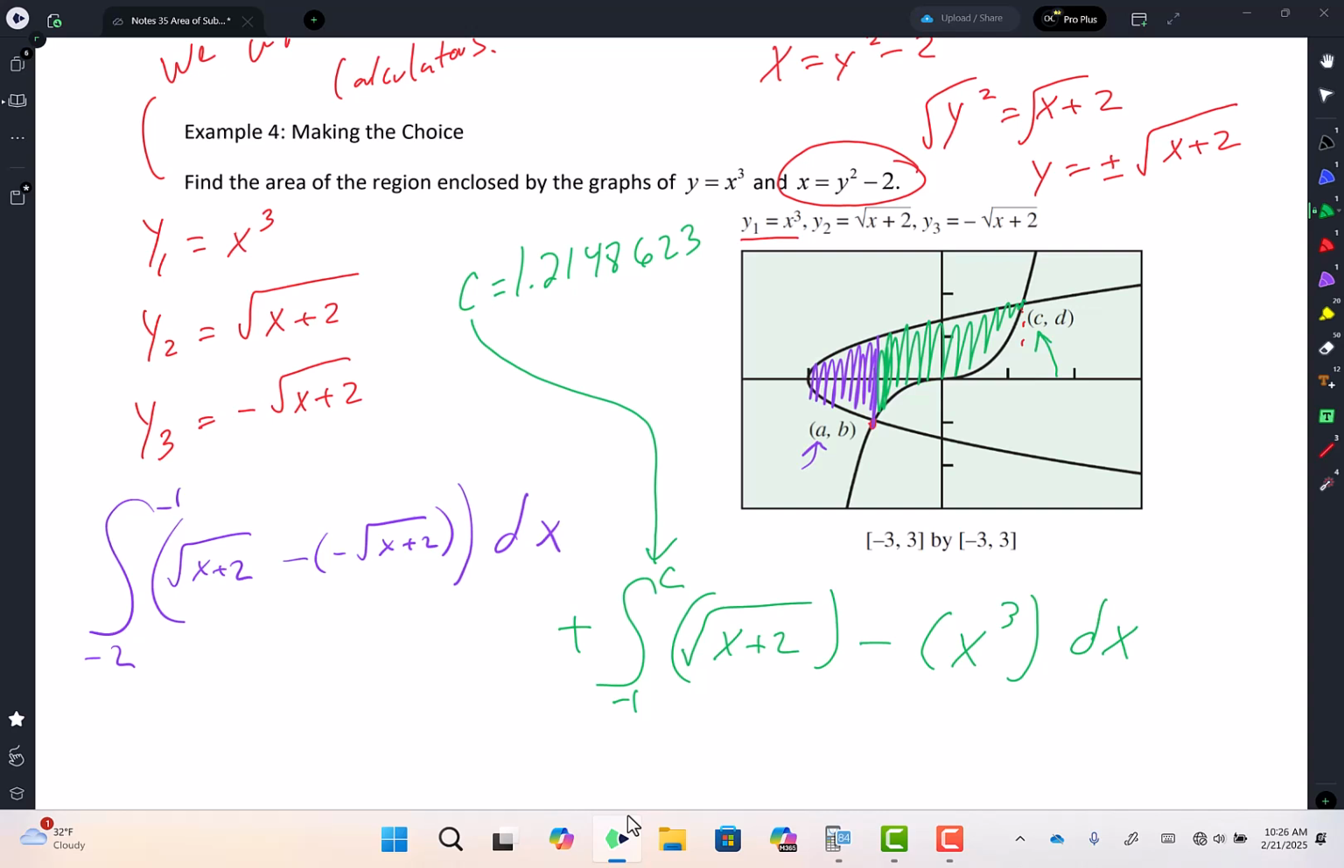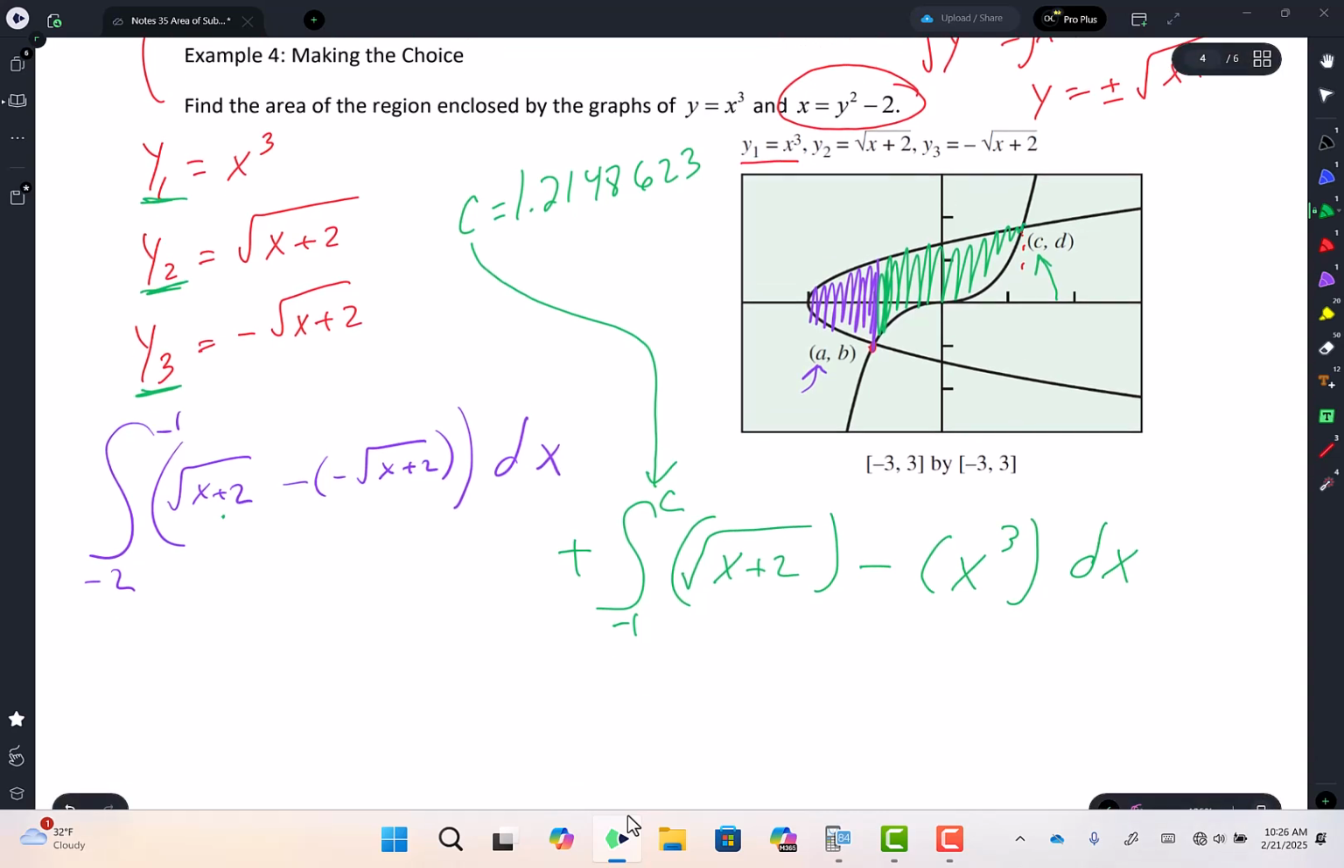Okay. You're not doing anything by hand, guys. Everything is with a calculator. Where do I have the square root of x plus 2? In y2. Where do I have the negative square root? On y3. Where do I have x cubed? On y1. So on the calculator, okay.